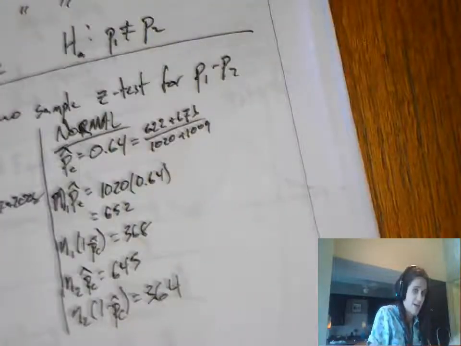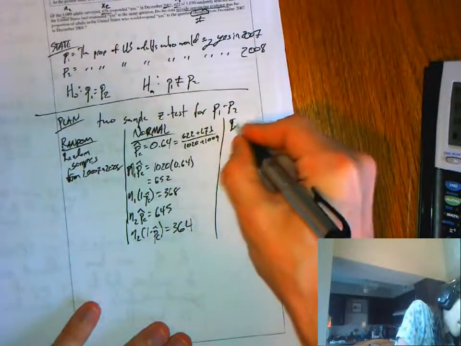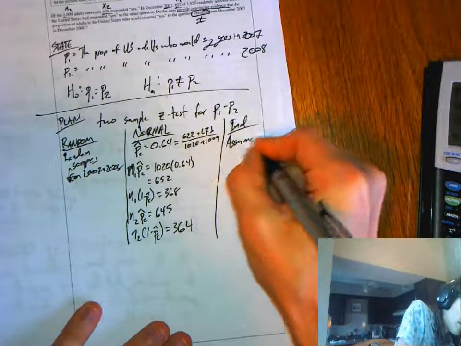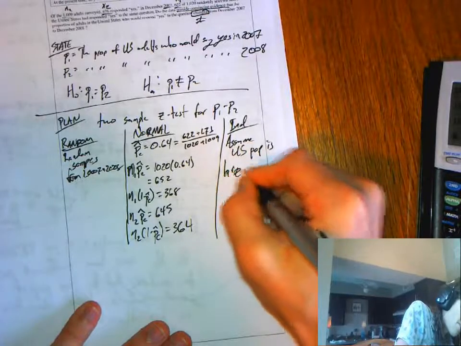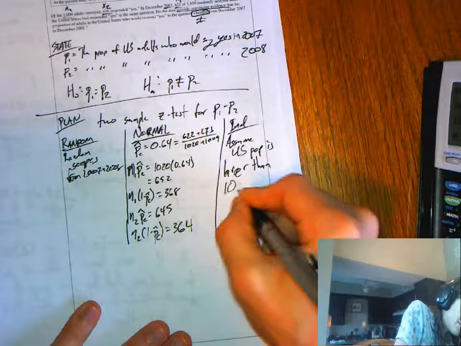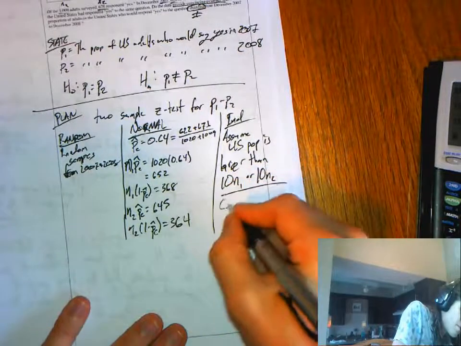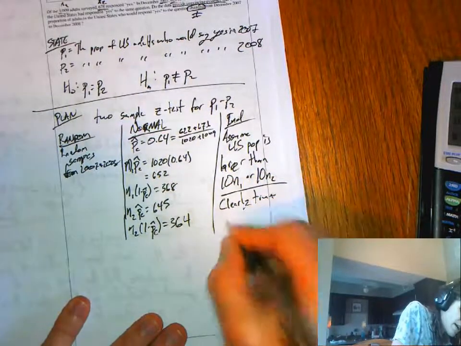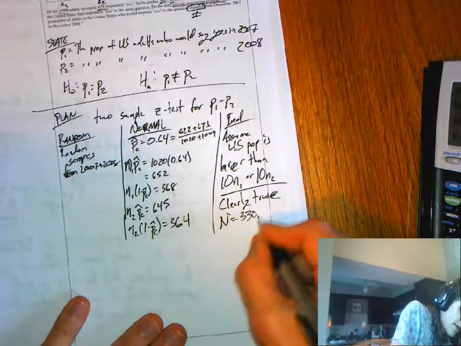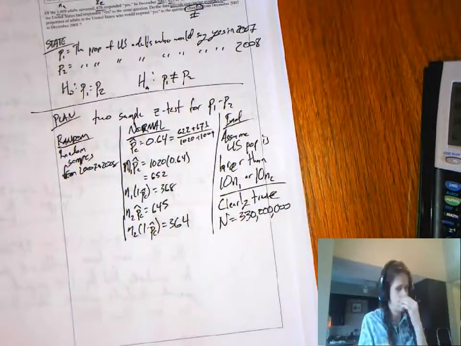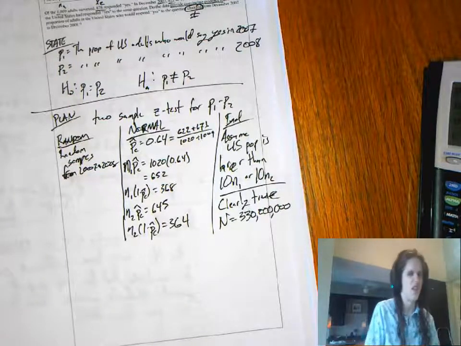Nearly there. So we've actually just done the most work that's going to be involved in this problem, and that is checking the normal condition. For independence, we need to assume the U.S. population is larger than 10 times n1 or 10 times n2, which is clearly true. The population of the United States, I don't know, 330 million. How many adults are there? Probably less than that, but, you know, a lot.